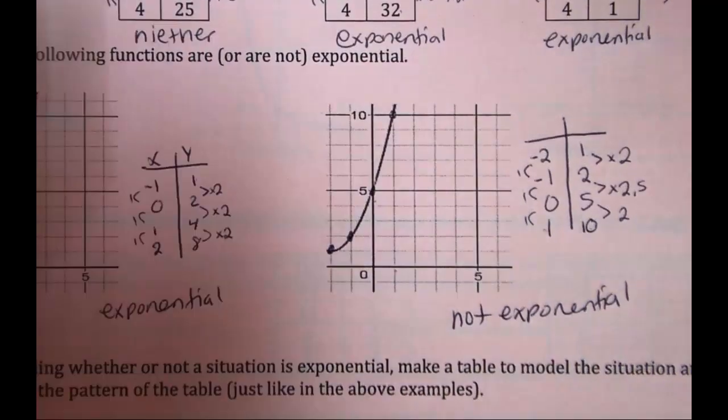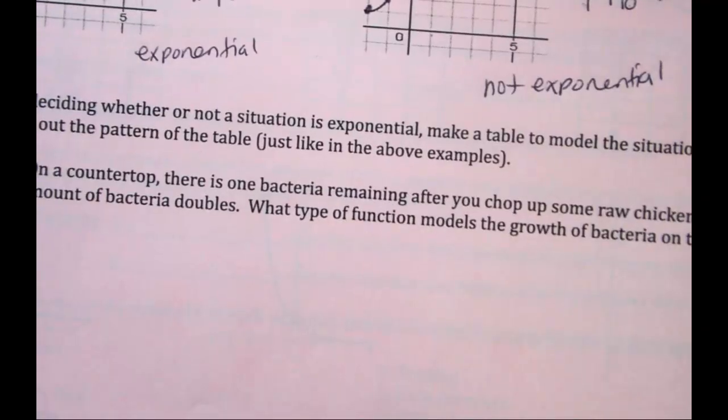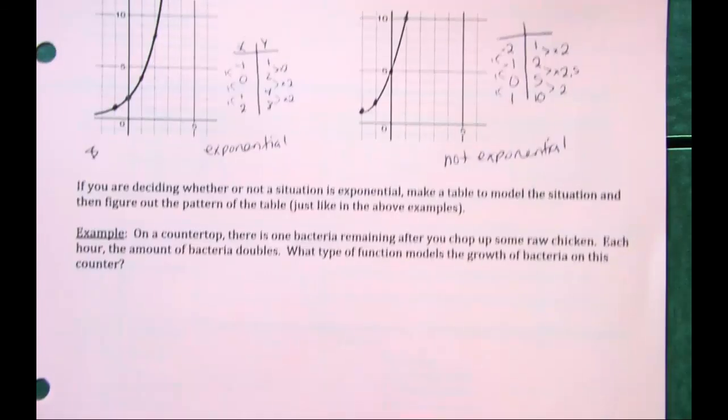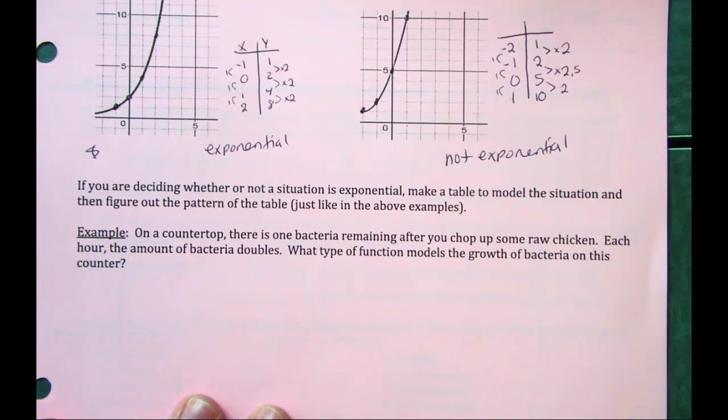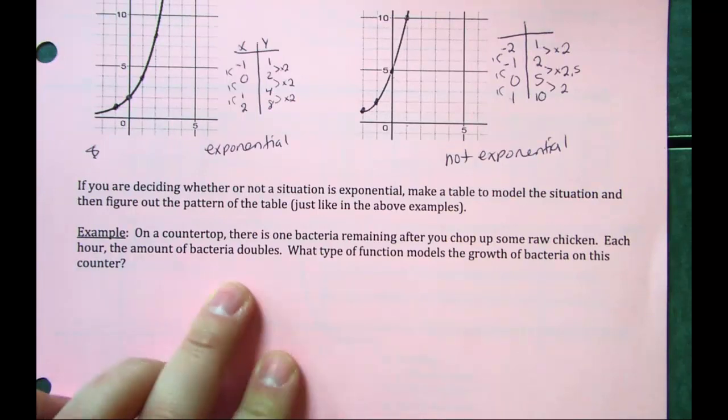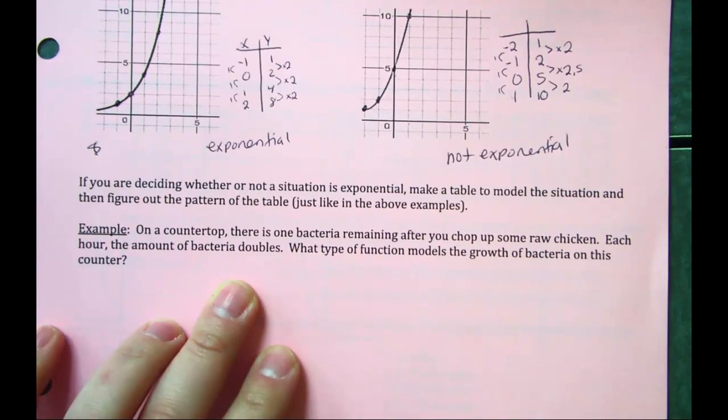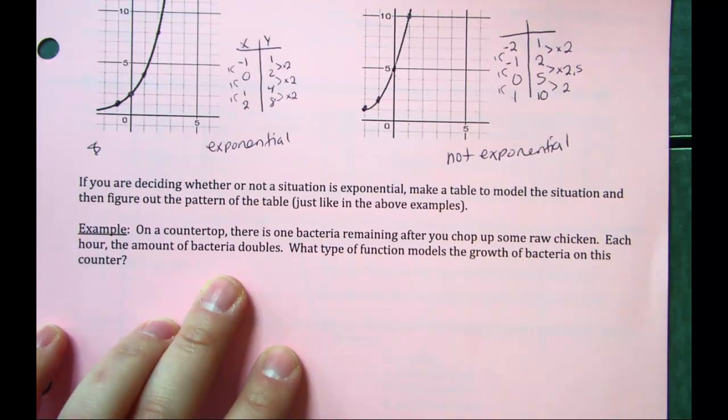Okay. And now if you're looking at a situation, down here, this last part, and deciding whether or not a situation is exponential, you can make a table to model the situation, then figure out the pattern of the table, just like in the above examples. So it says, on a countertop, there's 1 bacteria remaining after you chop up some raw chicken. Each hour, the amount of bacteria doubles. What type of function models the growth of bacteria on this counter?